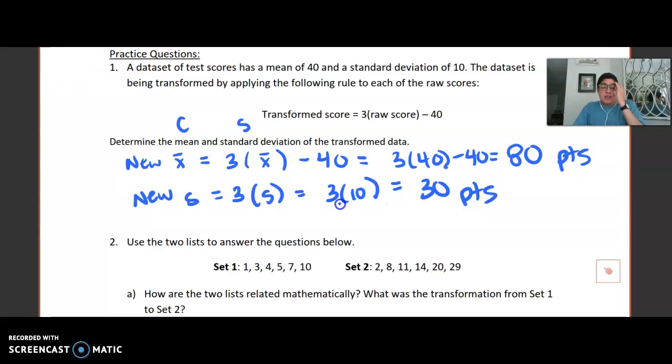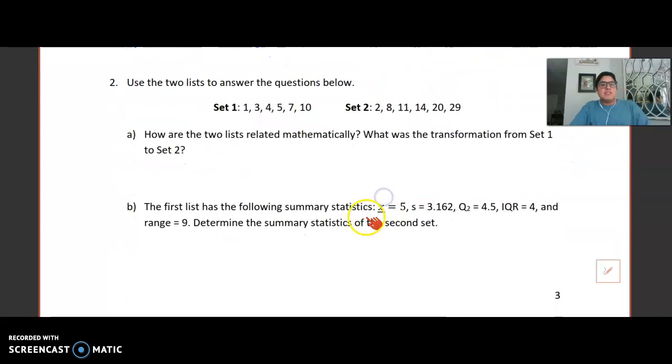Okay. So at first, you're probably like, what's happening? But literally, all you have to do is identify, is the statistic a measure of center or is it a measure of spread? And then remember your rules. Multiplication changes everything. Addition and subtraction only change the center. All right, so let's take a look at the list here of data.